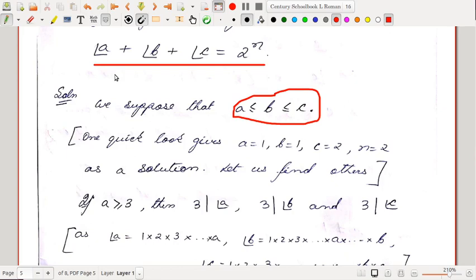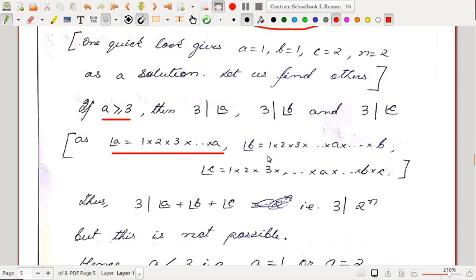So this is the fact that is being used here. If a is greater than or equal to 3, then what will happen? 3 will divide factorial a, right? 3 will also divide factorial b, 3 will also divide factorial c, because factorial a can be written as 1 into 2 into 3 into up to a, right? Factorial b can be written as 1 into 2 into 3 into a, then it will continue up to b, right? Factorial c can be written as 1 into 2 into 3 into a, then it will continue up to b, then it will continue up to c.